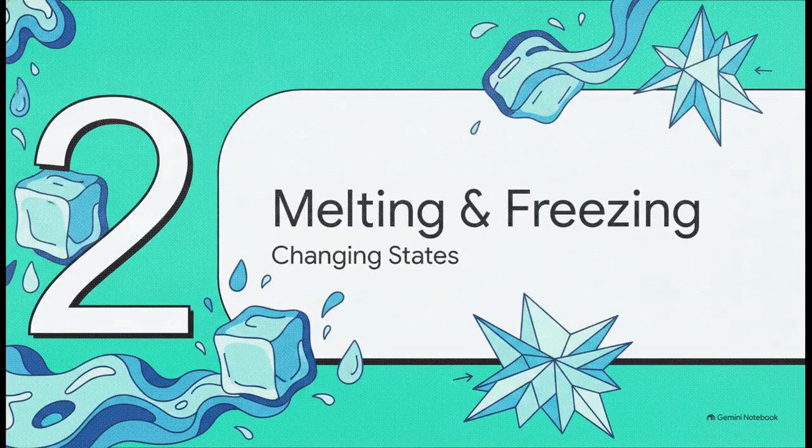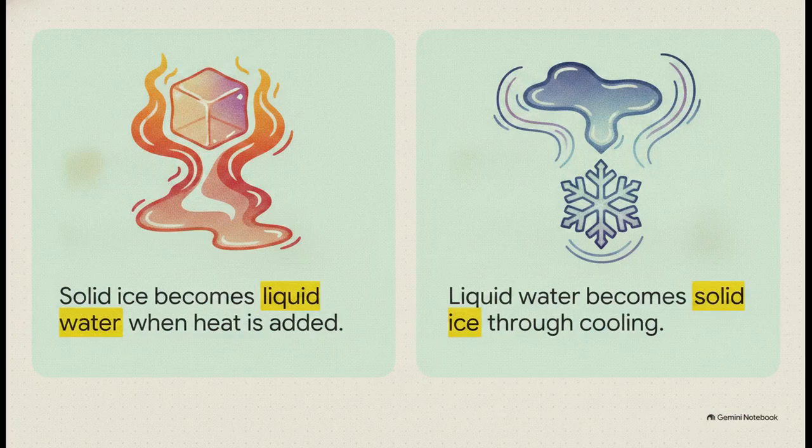Section 2. Melting and freezing explained. This is where we get into the verbs of our explainer, how water actively moves between these different physical states. Imagine melting and freezing as a giant energetic tug of war. On one hand, we have melting. This is where you take solid ice, you add heat, and it gradually becomes liquid water.